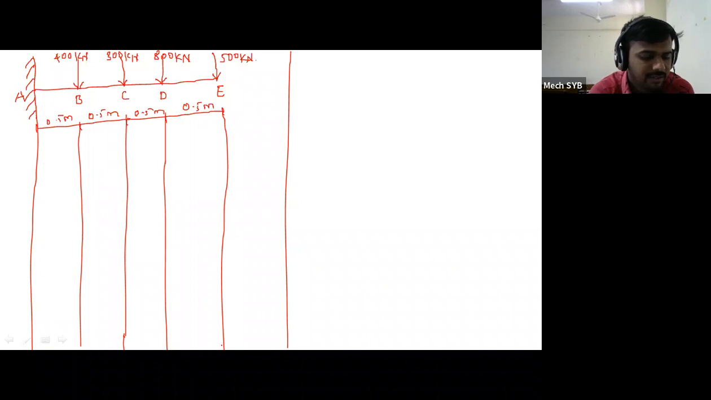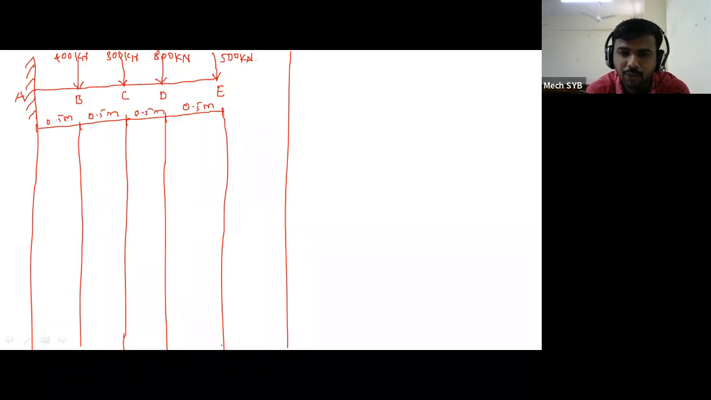You can send your answers in the chat box because your voice is not audible to me. Total number of reactions at the fixed support. Yes, 3. Second answer also I got. Okay. So at point A, there are always 3 reactions. I have told while discussing the supports.